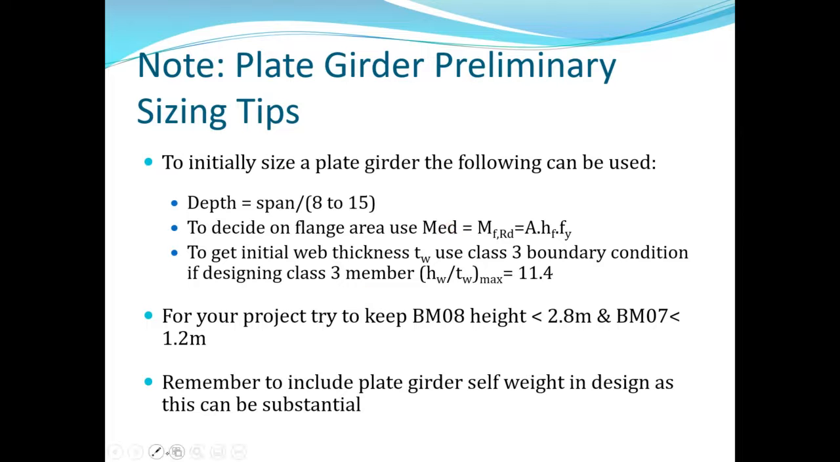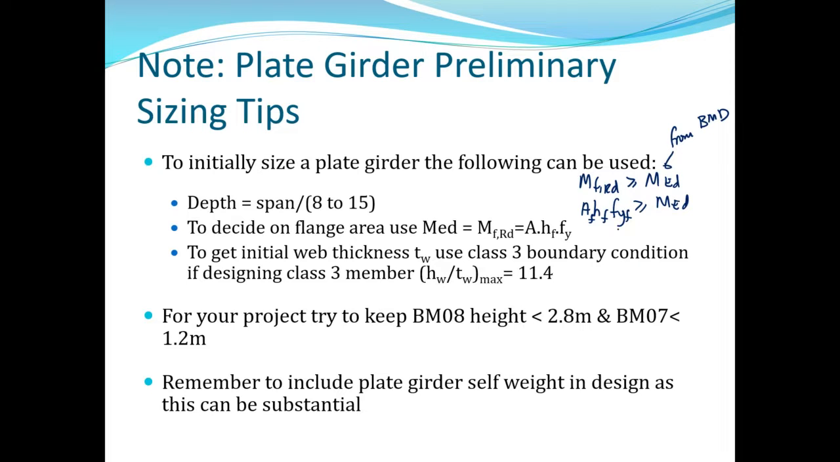So basically, we want to make sure that the capacity is greater than or equal to the demand. We know what the demand is from the bending moment diagram. So the capacity of the section, which is the area of the flange times the height of the flange times the yield strength of the flange, has to be greater than or equal to MED.